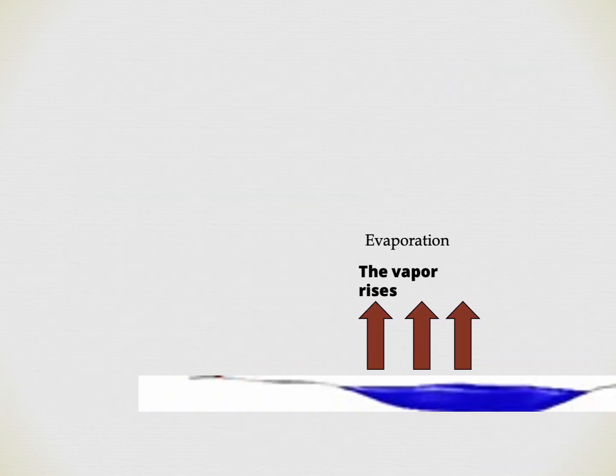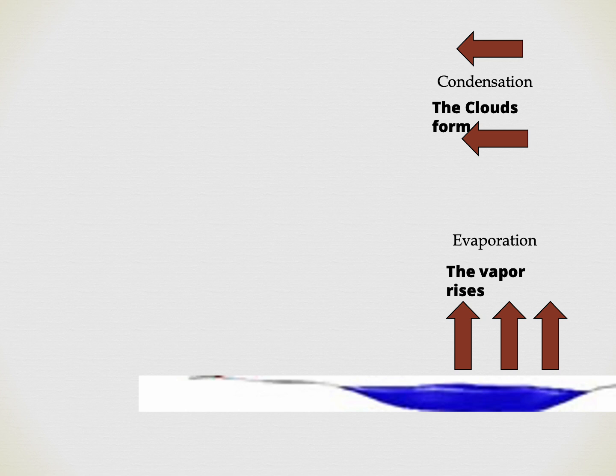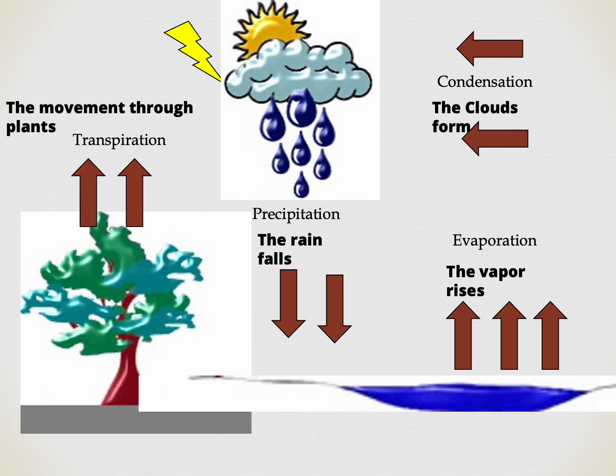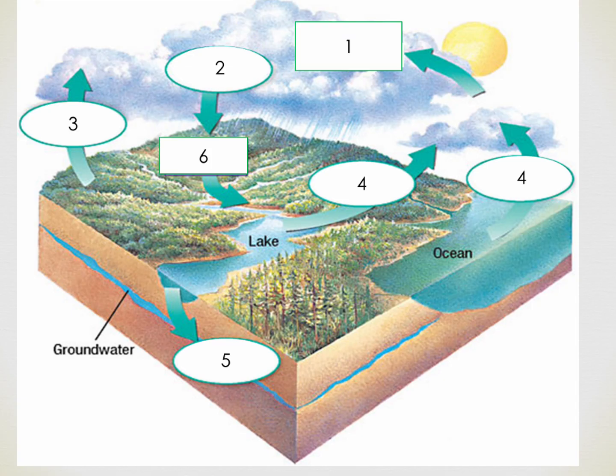So again, we have our water. The water evaporates and rises. From there, it condenses, moves to our clouds. The clouds rain, and that leads to the rainfall, aka precipitation. Our trees take that in, and then they transpire it and have it leave back into our cycle. All right, so try to label this one here.